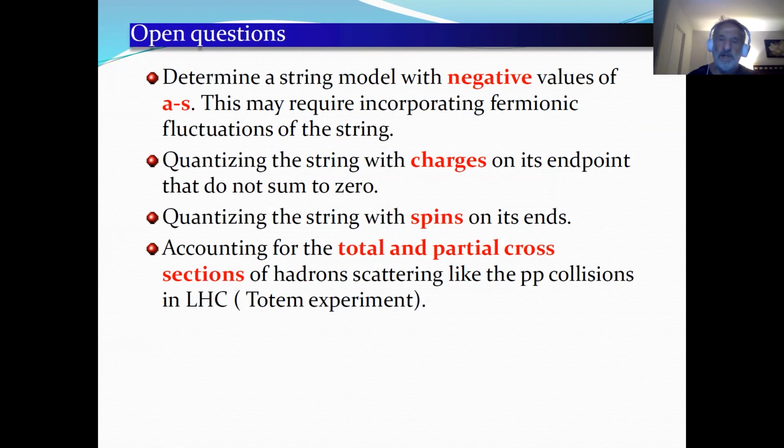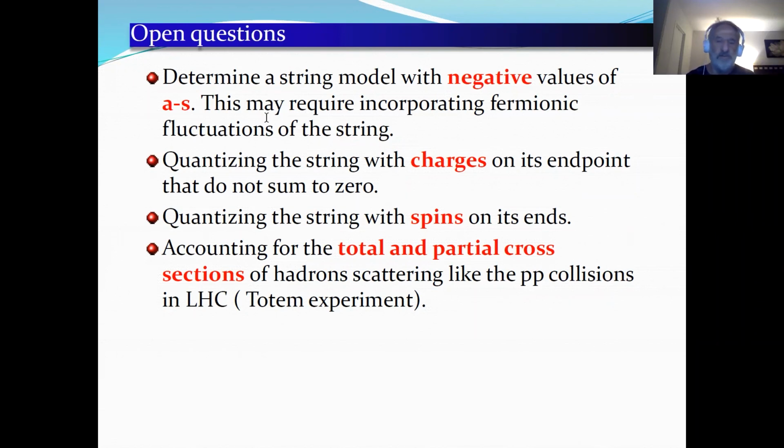So a question that I mentioned already is the fact that we need to come up with a model that will have negative values of this modified intercept. Maybe this will require some incorporating of fermionic fluctuations. From the point of view of holography, this is not surprising, because everything you start with is a supersymmetric string, but from the point of view of the HISH, and moreover from the point of view of QCD, it's not very natural. So this is a real challenge of how to get this repulsive Casimir process.